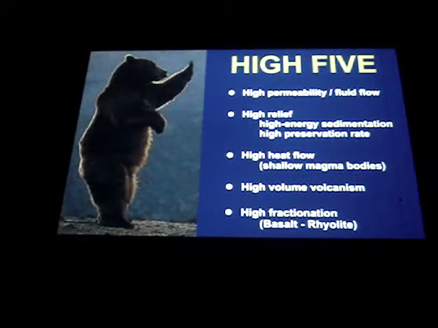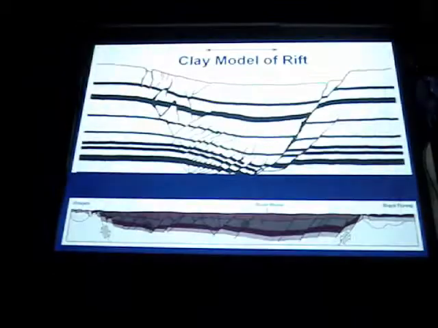These are zones of high heat flow because you get shallow magma bodies and dikes working their way up these deep bounding faults. They are, because some of that magma reaches the paleosurface, areas of high volumes of volcanism, and the volcanism is characteristically highly fractionated. You get basalt rhyolite end members. You don't see the intermediate andesite-dacite compositions. And that comes into play a little later as well.